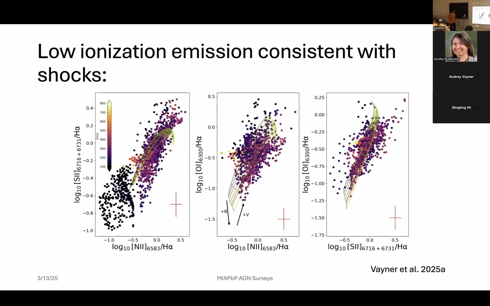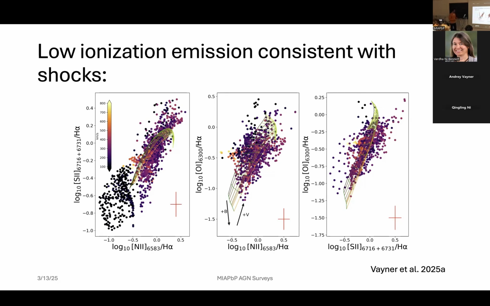So this is again just another diagnostic plot that we came up with, where now we're plotting the low ionization line ratios against each other, and then you have the MAPPINGS models here as contours. If we just focus on this one, the points are now color coded to velocity dispersion, and the more purple points are where you have the higher velocity, going from purple to orange. And then the really dark points here are coming from companion galaxies in the system, and these are not so much consistent with shocks, but in fact are most consistent with star formation in these systems.